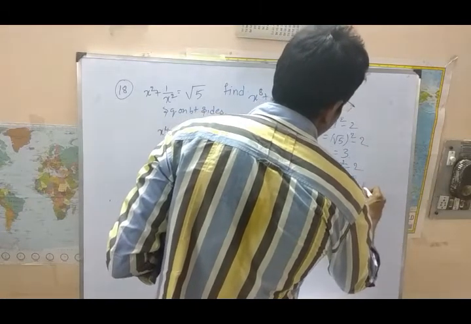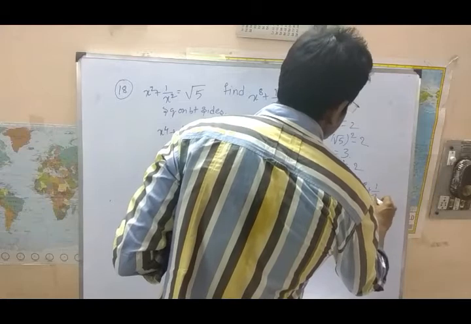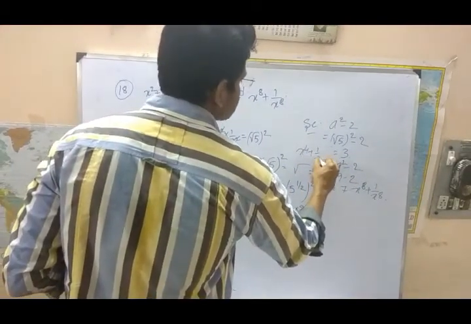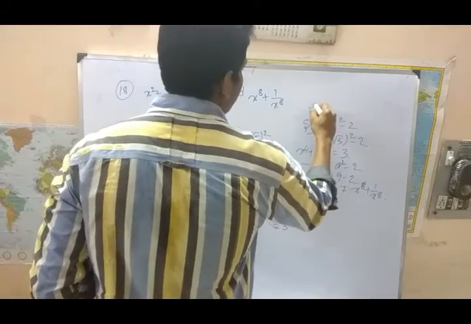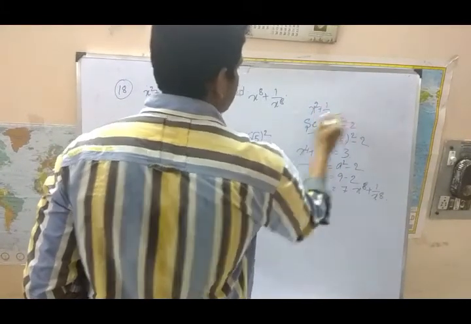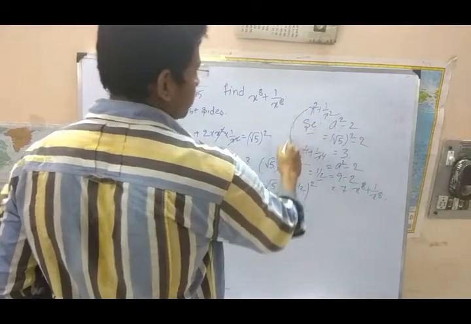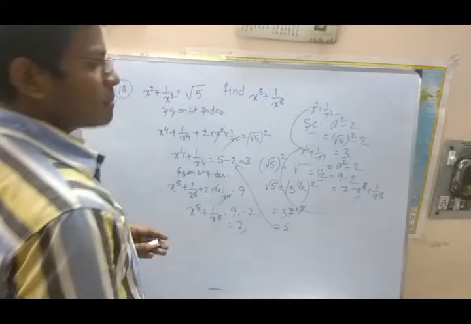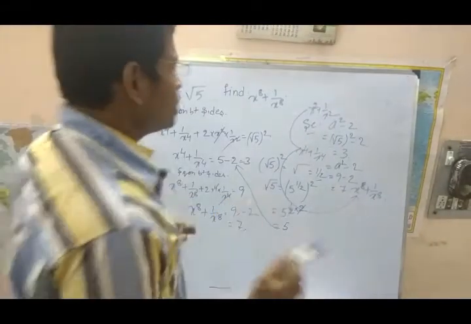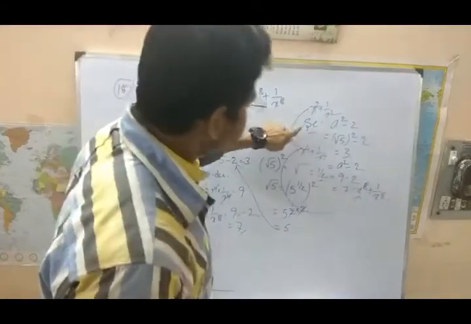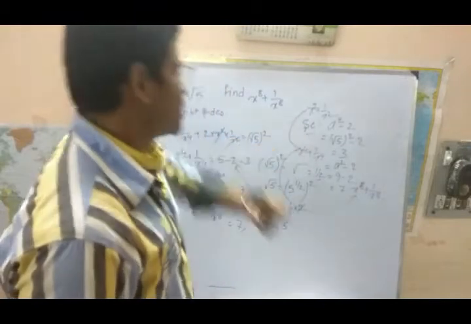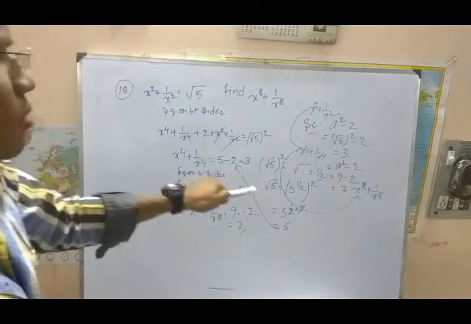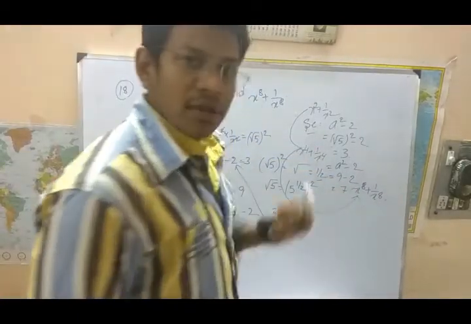What is this? X power 8 plus 1 by x power 8. What is this? X power 4 plus 1 by x power 4. Before, what we have? X square plus 1 by x square. So we got x power 4 plus 1 by x power 4, and at the final we got x power 8 plus 1 by x power 8. The simple basic thing is we just need to do squaring on both sides 2 times. So we got what is required, x power 8 plus 1 by x power 8.